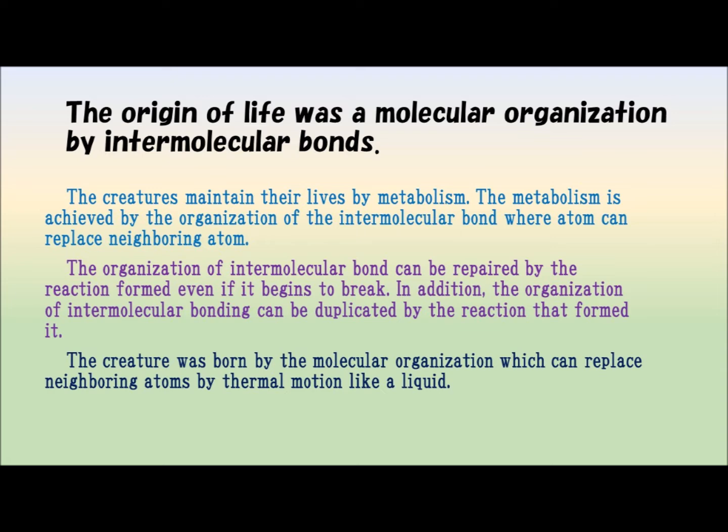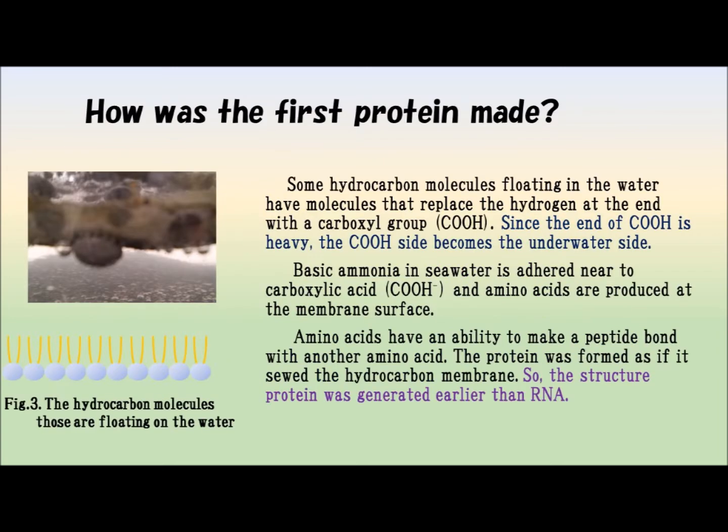The origin of life was a molecular organization by intermolecular bonds. The creatures maintain their lives by metabolism. The metabolism is achieved by the organization of the intermolecular bond, where an atom can replace a neighboring atom. The organization of intermolecular bonds can be repaired by the reaction that formed it, even if it begins to break. In addition, it can be duplicated by the reaction that formed it. The creature was born by the molecular organization, which can replace neighboring atoms by thermal motion like a liquid.